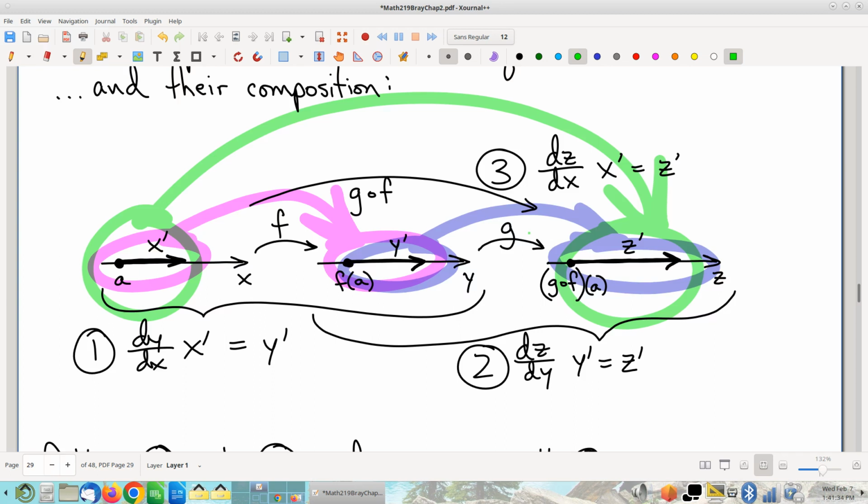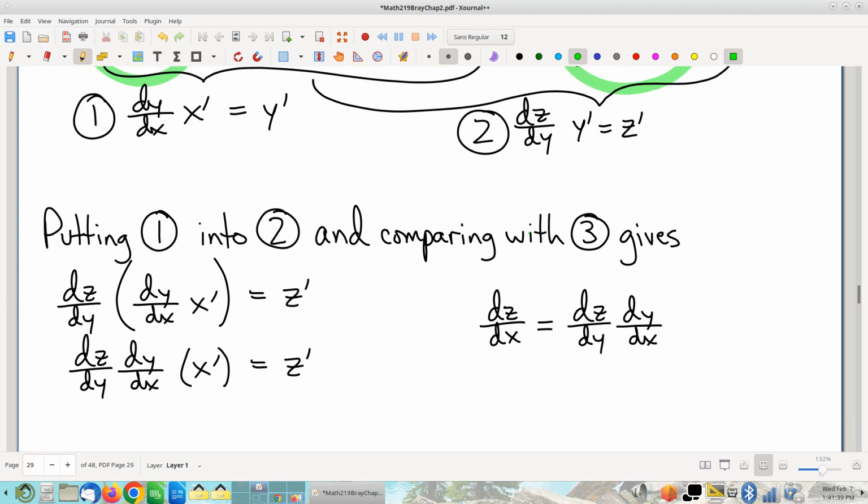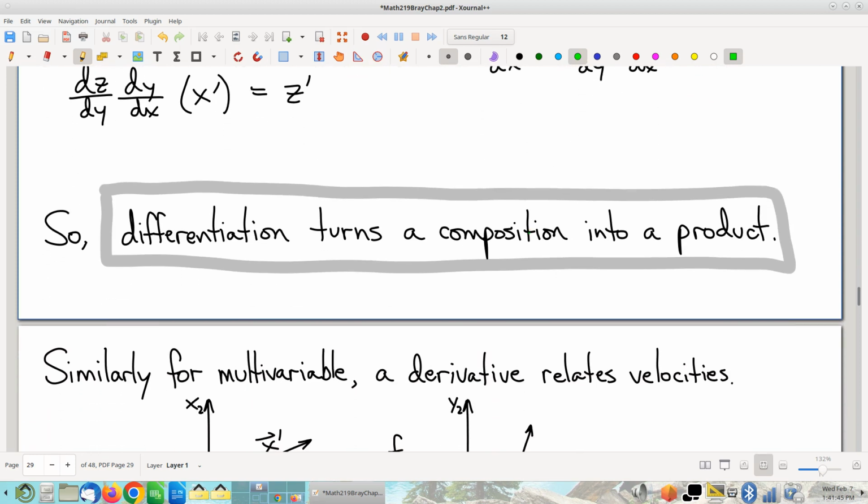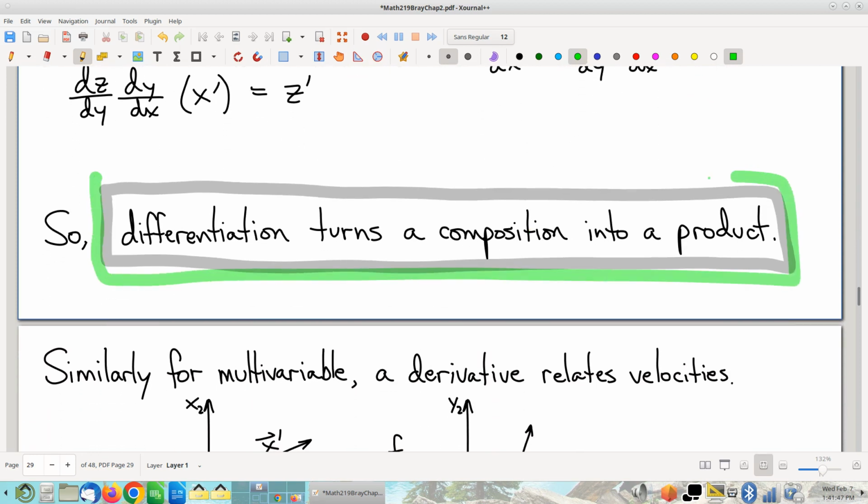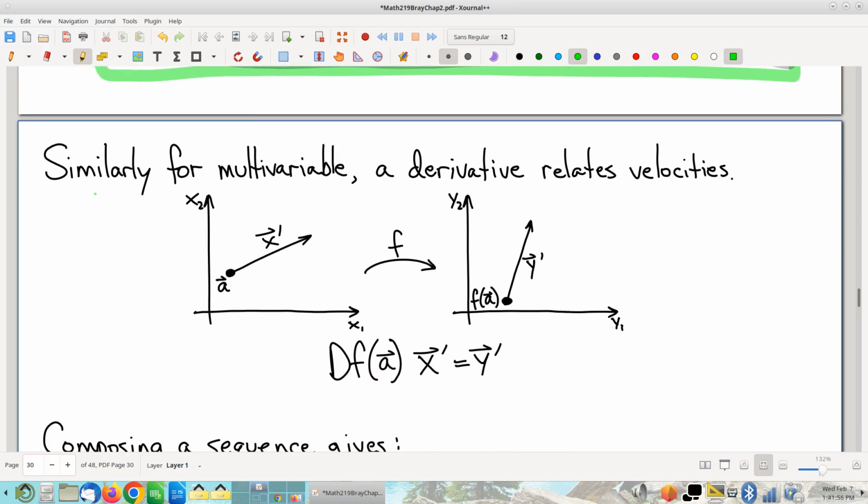So that was the point of view we took, broad strokes, quick and dirty. If you want to write that down algebraically, then you take this and you plug it into there, et cetera, et cetera. And then here's the pithy little summary: differentiation turns compositions into products. Okay, so with all of that in mind, let's now do the same kind of thing in a multivariable context.